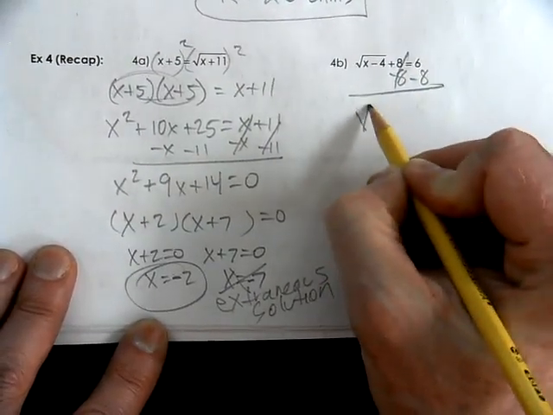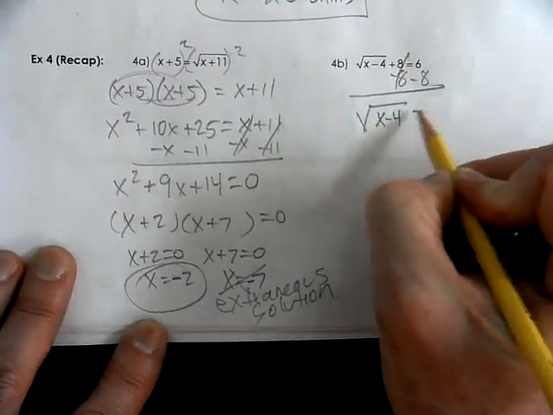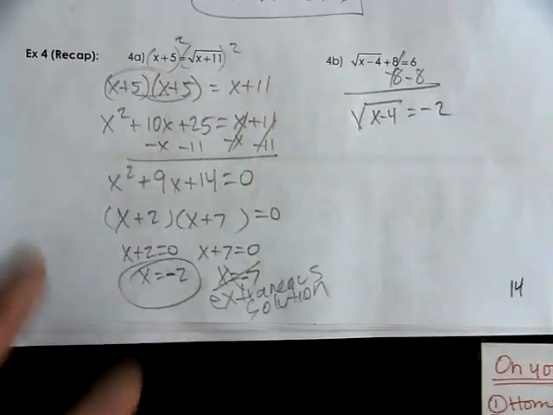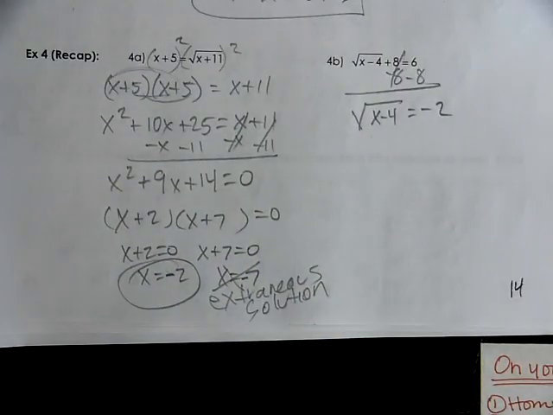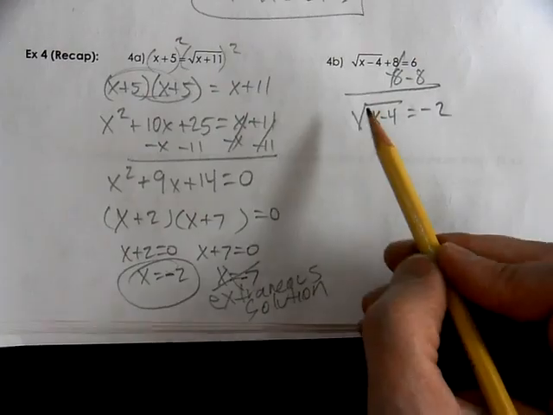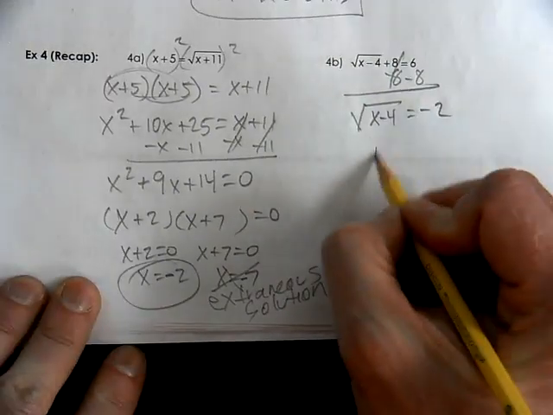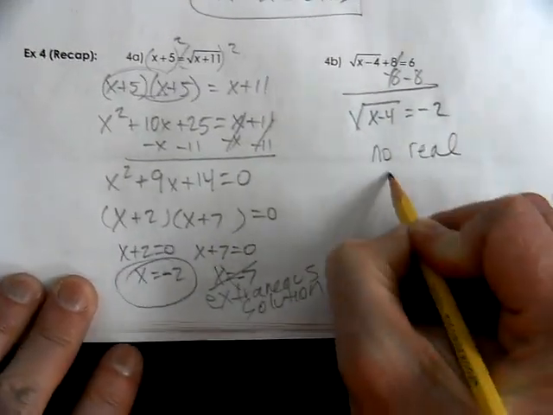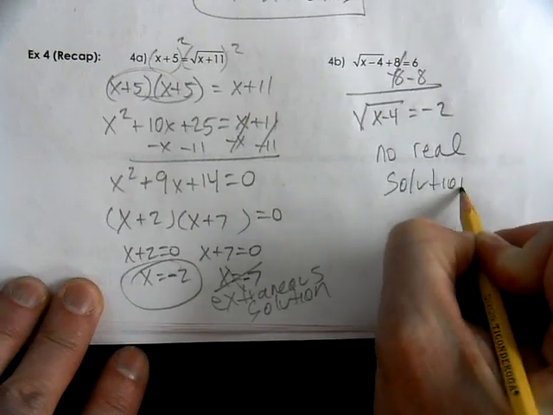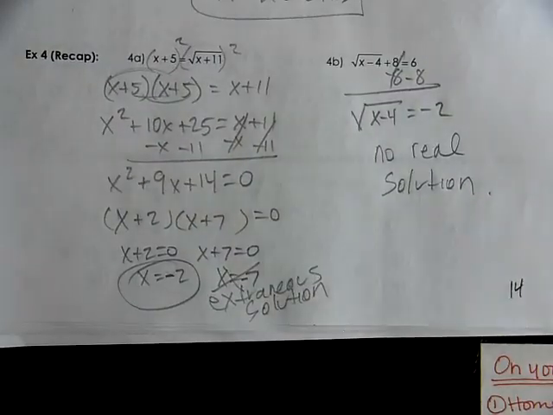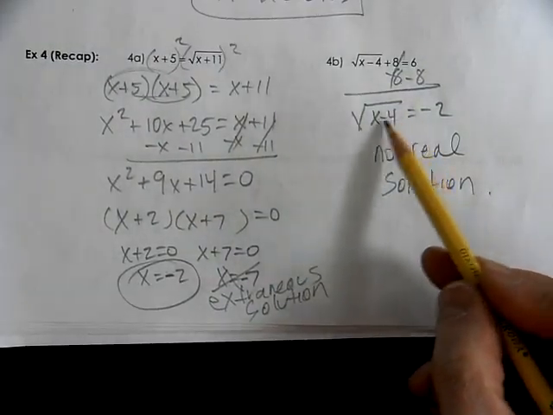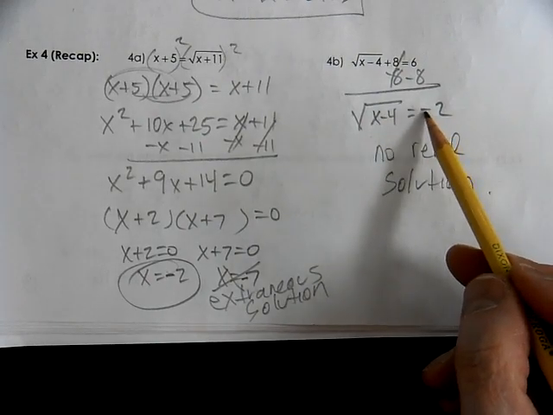And then very similarly here, if you get carried away, you're going to make an answer that is extraneous because you're going to square the -2 to get a positive 4. But you know a square root cannot equal a negative number. So this is no real solution. You don't need to go any farther. A square root cannot equal a negative number.